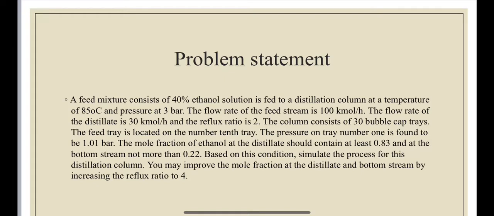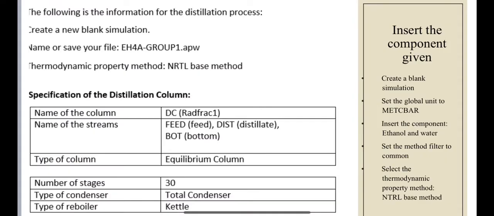The feed tray is located on the number 10 tray. The pressure on tray number 1 is found to be 1.01 bar. The mole fraction of ethanol at the distillate should contain at least 0.83 and at the bottom stream not more than 0.22. Based on this condition, simulate the process for this distillation column. You may improve the mole fraction at the distillate and bottom stream by increasing the reflux ratio to 4. The following is the information for the distillation process.